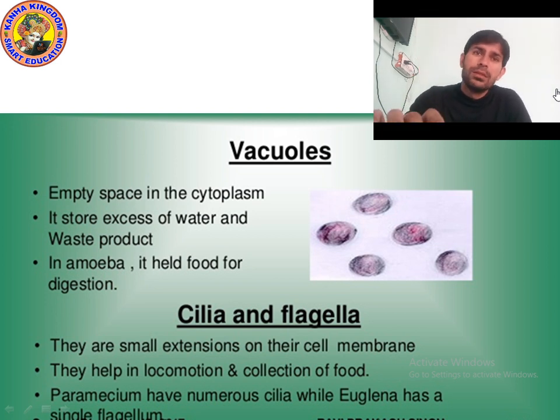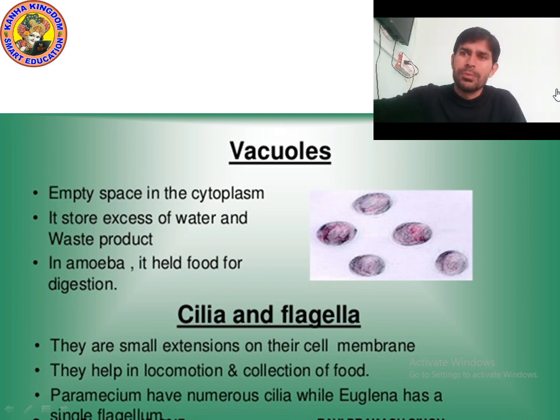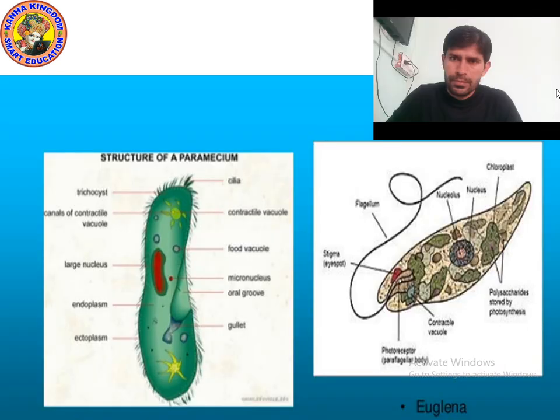Okay, and let me show you the picture, kids. Let me show you the picture of paramecium and euglena, so you will understand more accurately what is the meaning of cilia and what is the meaning of flagella. Let's move on to the next point. Cilia and flagella, let's understand them with the help of a picture.